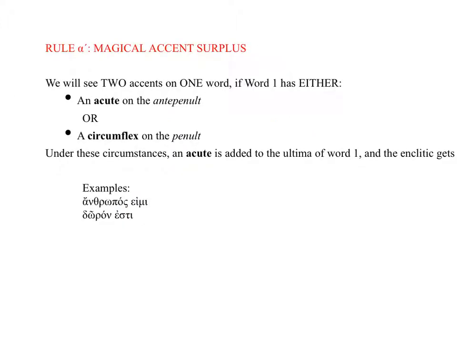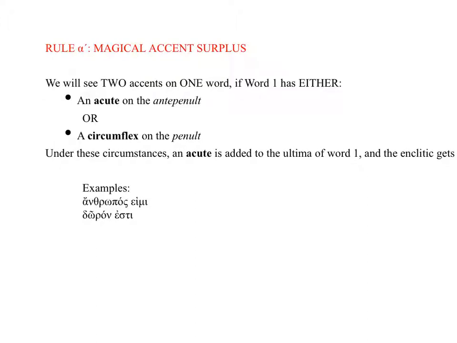So let's jump right into it and get to the first rule, which we might call magical accent surplus. I call it that because this is one of the fun ways that you can see a word have two accents. Normally we've learned that words only have one accent, and that accent can only ever fall on one of the last three syllables. But there's an exception to this, provided by Rule A or Alpha or Rule 1, magical accent surplus.